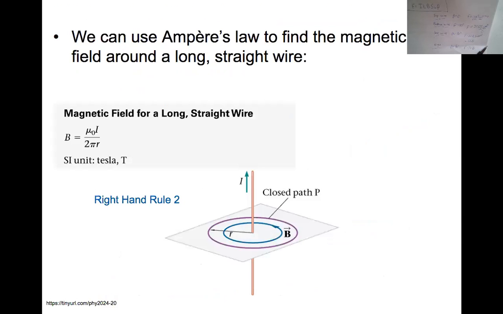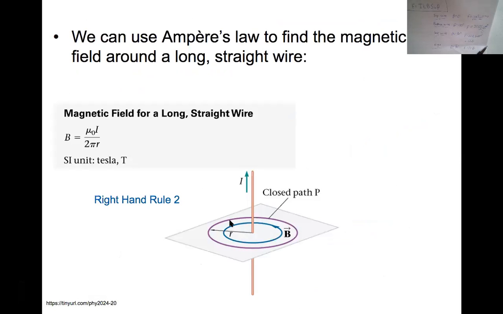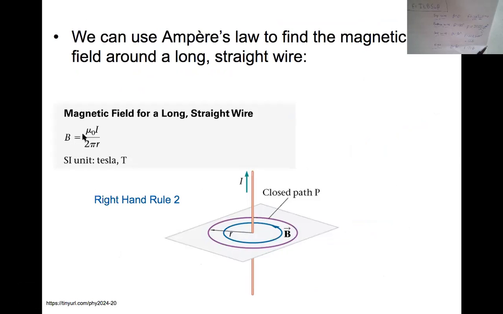All right, so if you have a wire carrying current I at a distance r away, you can do this: B times the circumference 2 pi r is going to be equal to mu naught times I. So this is the magnetic field. B is then equal to mu naught I divided by 2 pi r. And this is called right-hand rule 2.